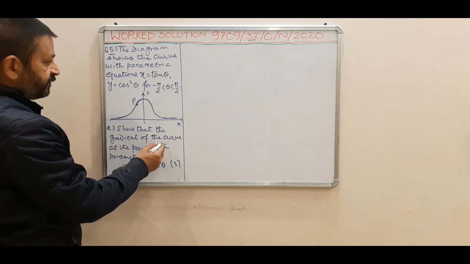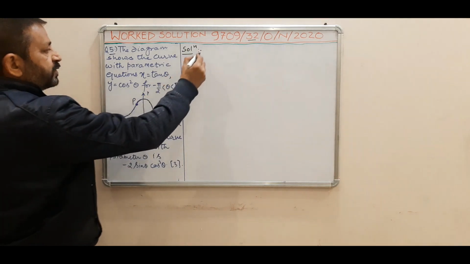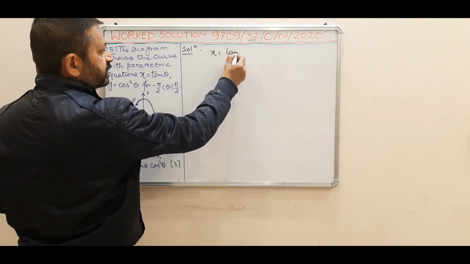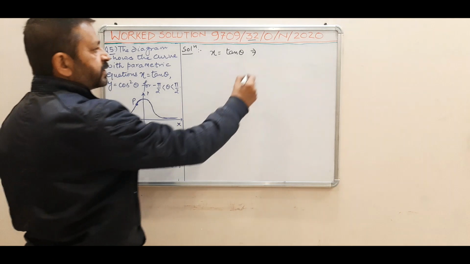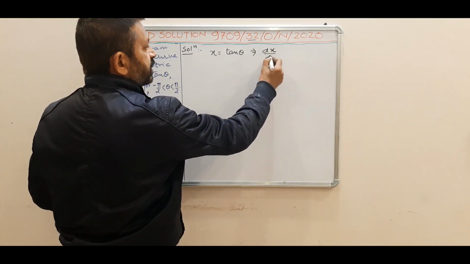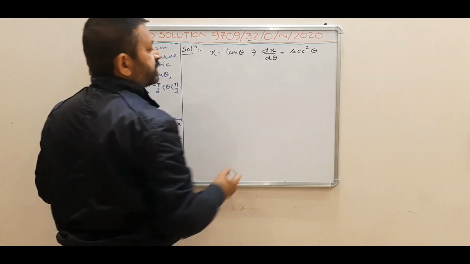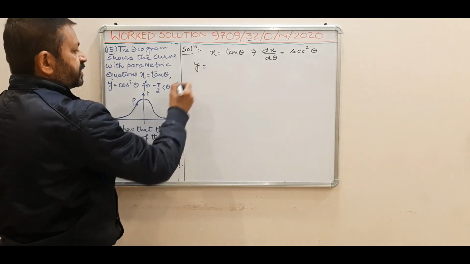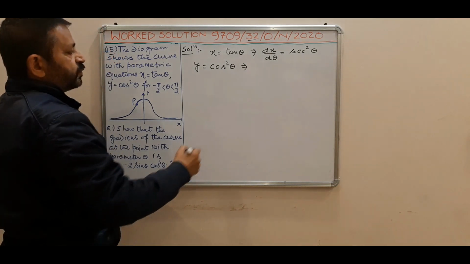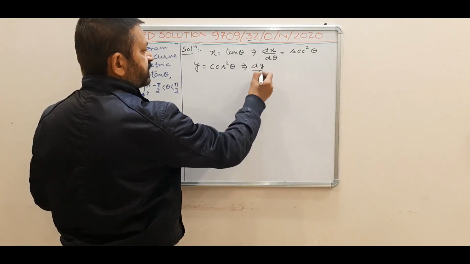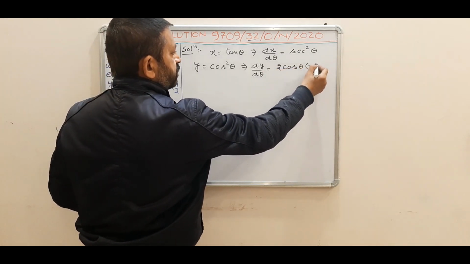So for the gradient we have to show, it means we'll find dy by dx. As two parametric equations are given, the first one is x equals tan theta. So we'll differentiate this with respect to theta and we get dx upon d theta as the derivative of tan theta, that is sec square theta. And the other relation is y equals cos square theta. We'll differentiate y with respect to theta, so we get dy upon d theta equals 2 cos theta into minus sine theta.